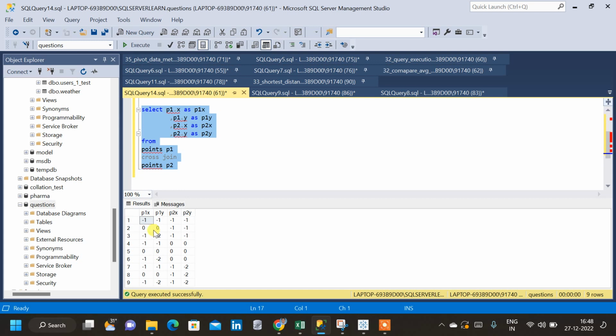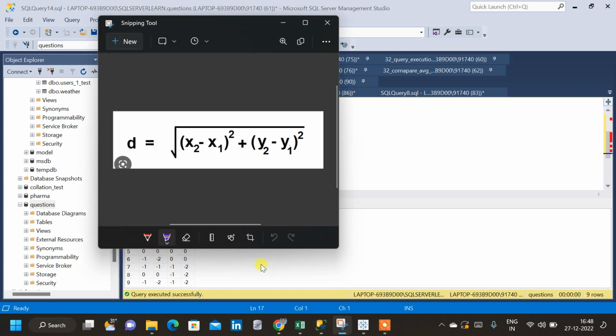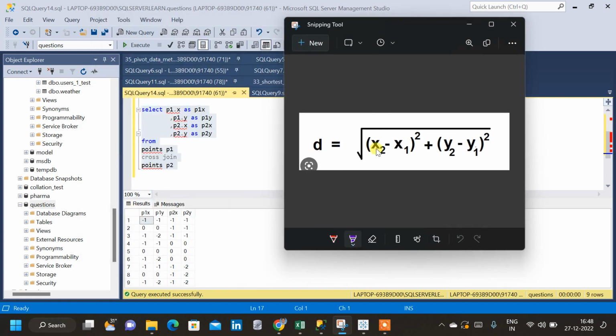Now we have to find the distance between each of these points on the Cartesian plane. For that we will be using an equation, this is the equation. So the distance between the 2 points will be x2 minus x1 whole square plus y2 minus y1 whole square, and the square root of the result that we are getting. So here x2 will be P2x and x1 will be P1x, and y2 will be P2y and y1 will be P1y. So we are going to write the equation for this.